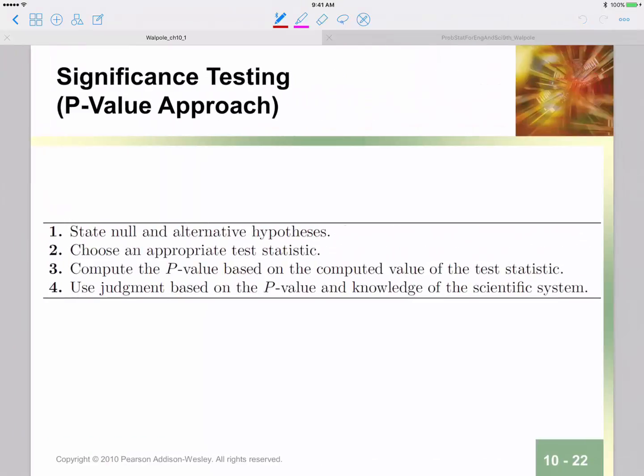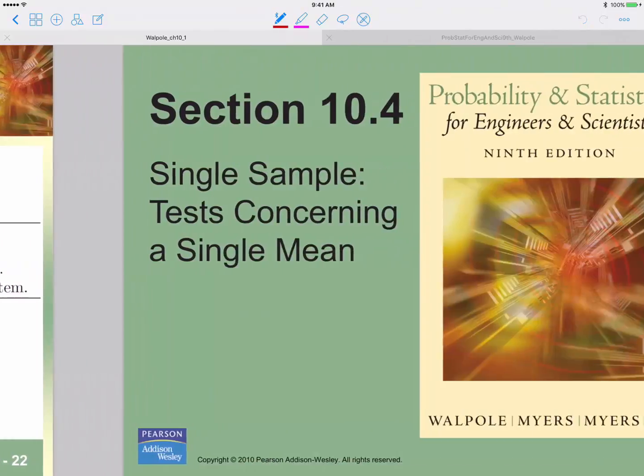But in the case of significance testing, which uses a p-value, we set these two null and alternative hypotheses, and then compute this sample statistic, and then compute this p-value, and then looking at this p-value, we decide later whether to reject or not reject the hypothesis.